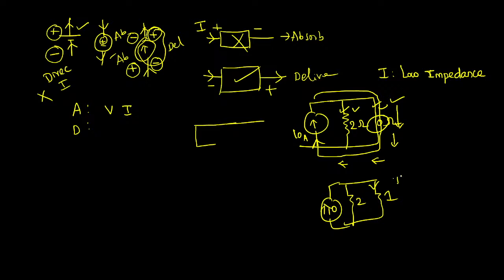To know the current going in this branch, take the opposite branch as the numerator, divided by the total of the branches, 2 plus 1, 3, into the total current 10 ampere. So 20 by 3 ampere will go into this branch. Remaining current will go into this branch. But what you can observe is, here there is 2 ohm, and here there is 1 ohm, so the 1 ohm branch will consume more current than this 2 ohm branch, because current always gives priority to the low impedance path.